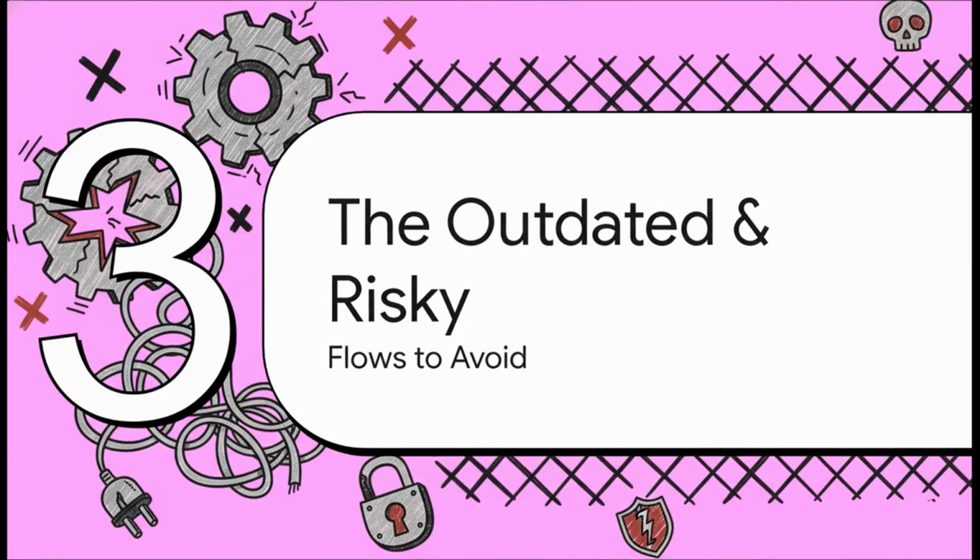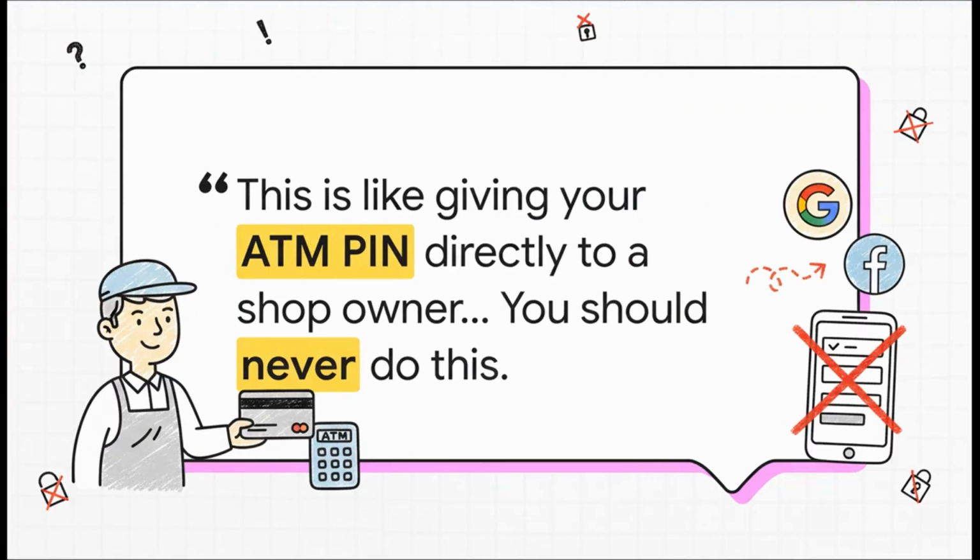All right, we've covered the good ones. Now we've got to talk about the flows you should absolutely positively avoid in any new app you're building. These are kind of like fossils from an earlier internet, and they have some serious security problems. First up is what's called the password flow. And honestly, this analogy says it all.